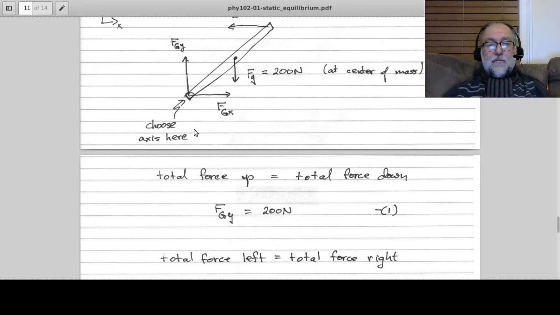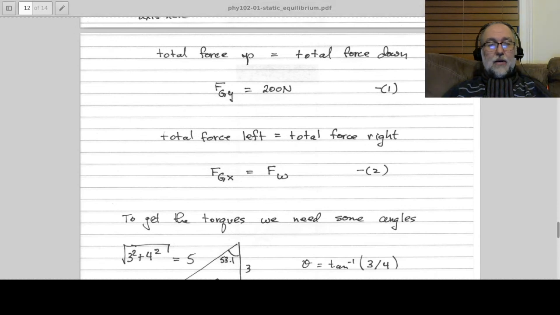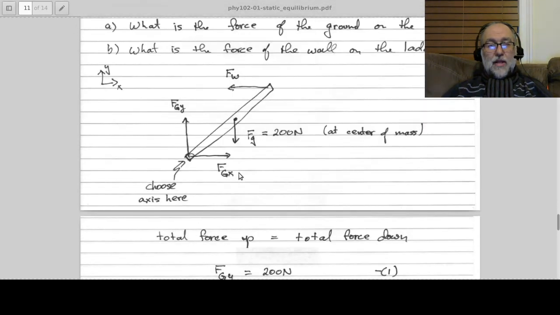Now forces to the left and right. I probably shouldn't have scrolled down. Forces left and right, that's pretty easy.